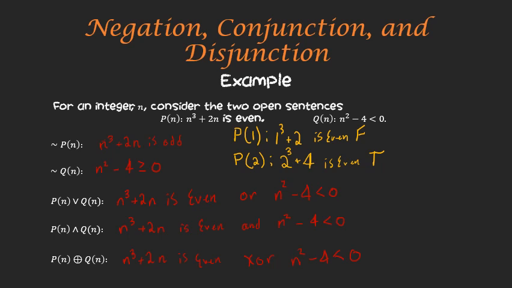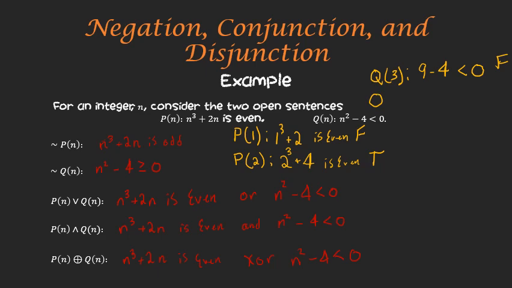So let's try, how about Q of 3 would be the statement 9 minus 4, that's 3 squared is 9, less than 0. And 9 minus 4 is 5, so this is a false statement. So Q of 3 is false.